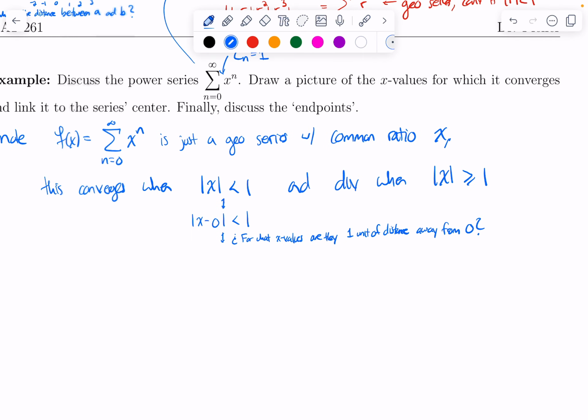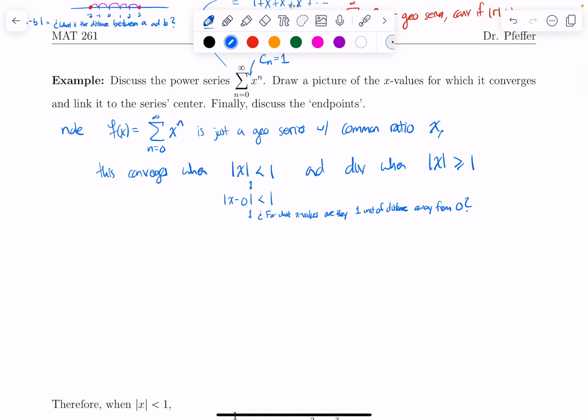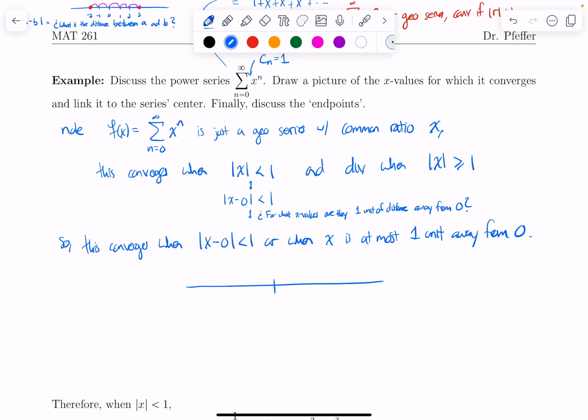So if I reinterpret what I have so far, what do I have? I have the geometric series so far, common ratio x. I said this converges when absolute value x is less than 1. That is when absolute value x minus 0 is less than 1. So to recap, this converges when absolute value x minus 0 is less than 1, or that is when x is at most 1 unit away from 0. So if I draw this pictorially, here's 0.